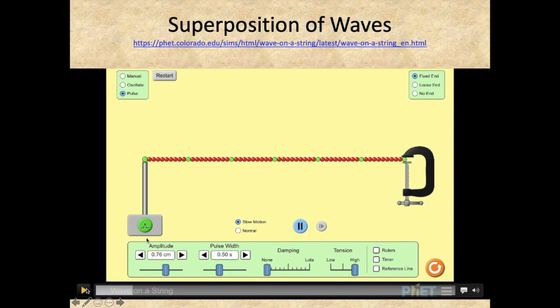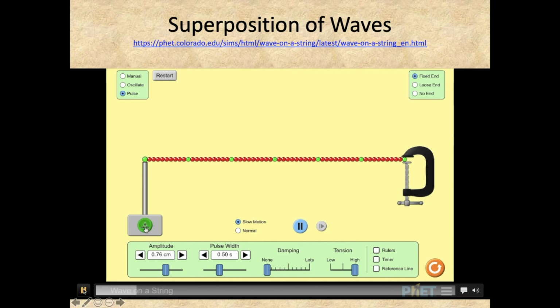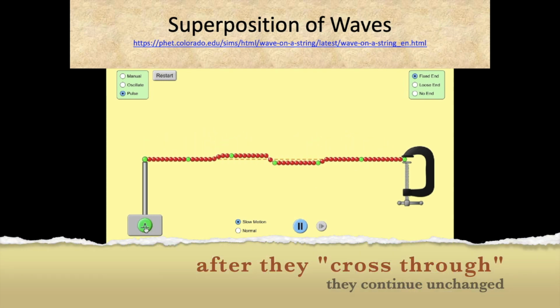So first I'm going to create a pulse like I did before, but then I'm going to create another one and have them continue. Here goes the second one, and they meet. Whoa, what happened? They met somewhere here.